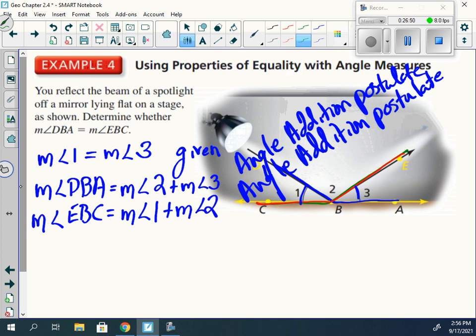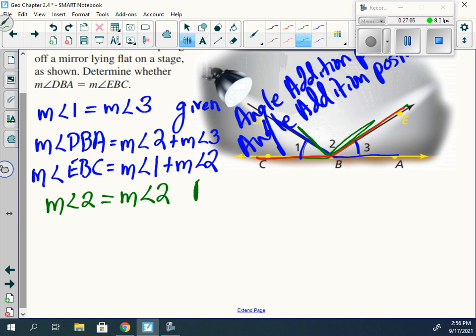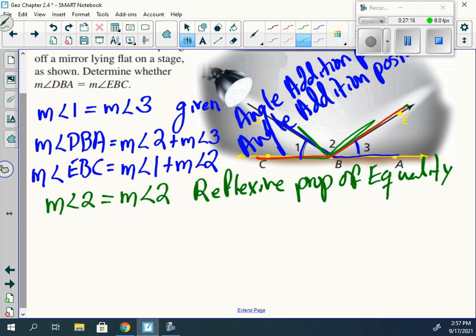Now, my addition property of equality, well, they're probably going to want this. We could say that the measure of angle 2 is equal to the measure of angle 2. This is our reflexive property of equality because it's congruent to itself, yes? In a minute.